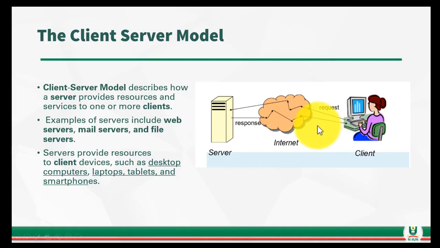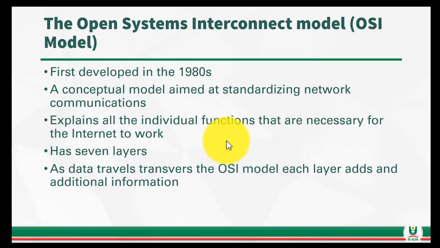Different types of servers are available. For instance, web servers, mail servers, and file servers are available to provide resources for clients to receive. If we want to design applications for the internet, for instance, a web server is a very useful tool for this. So servers provide resources to client devices such as desktop computers, laptops, tablets, and smartphones.